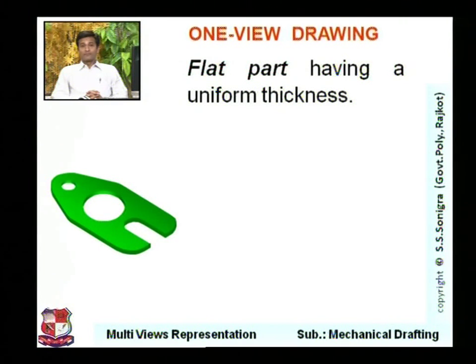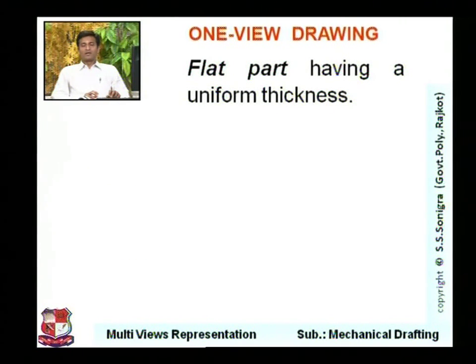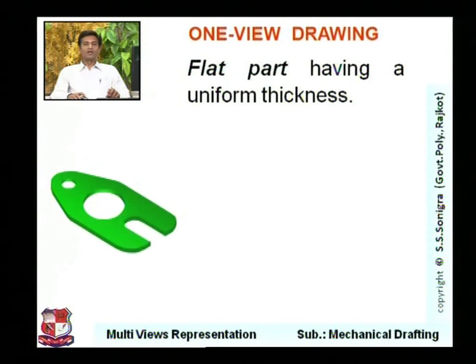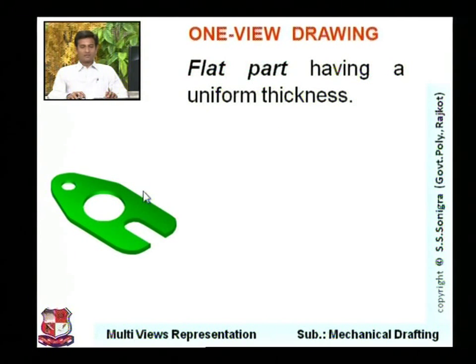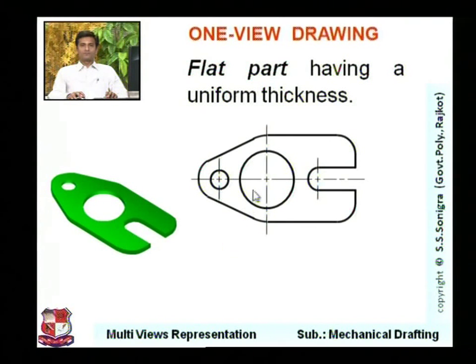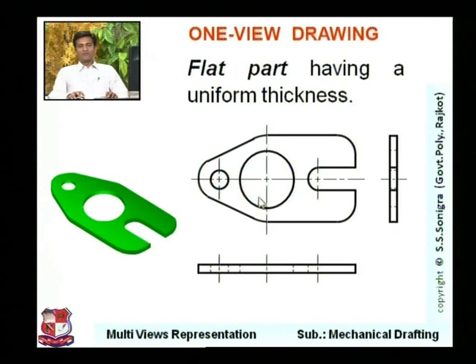Now one view drawing. Now think about the case. Have you seen any object in which only one view is enough to represent all parts? Yes, here is the case. A flat part having uniform thickness. In those objects or drawings, only one view is enough to represent the full object. The example is shown over here. This is an example in which you can draw only one view, like this. This is only one view of this object, and the thickness of this object is uniform throughout this plane.